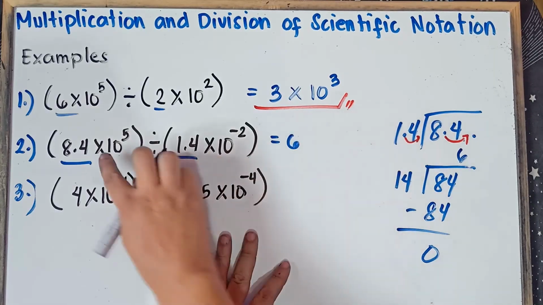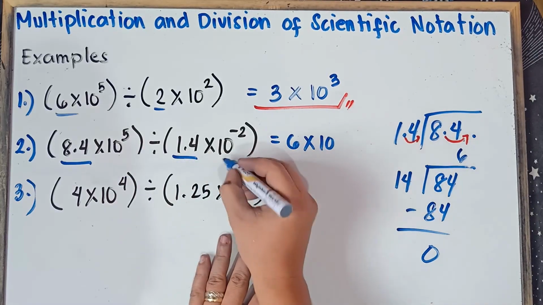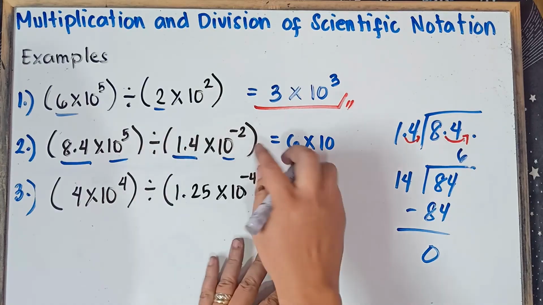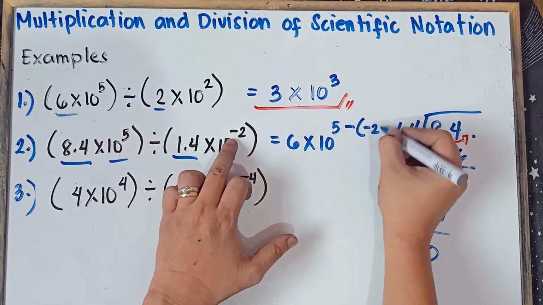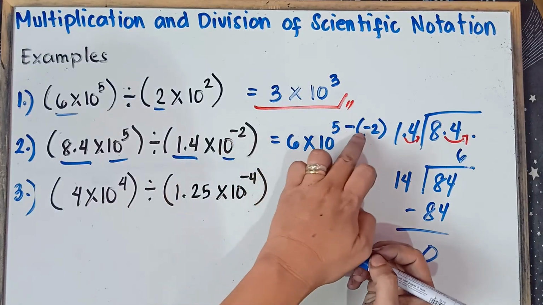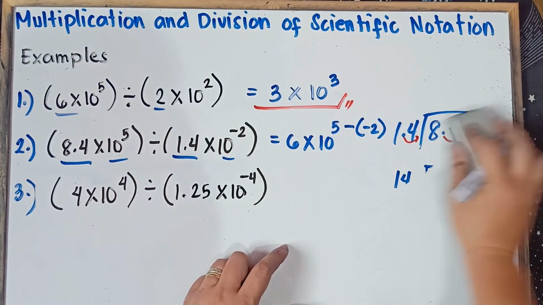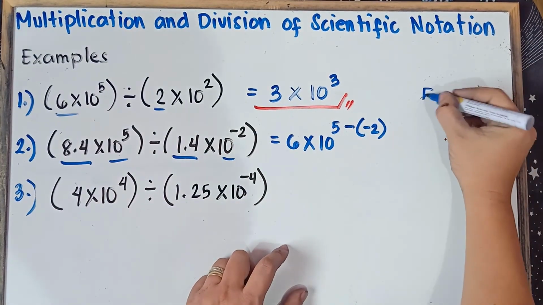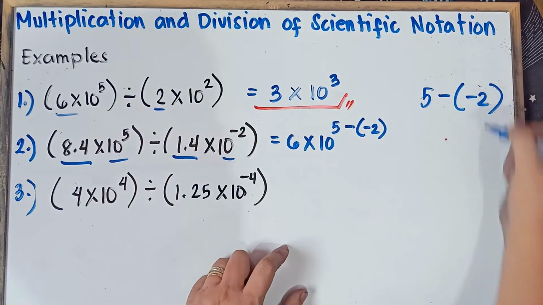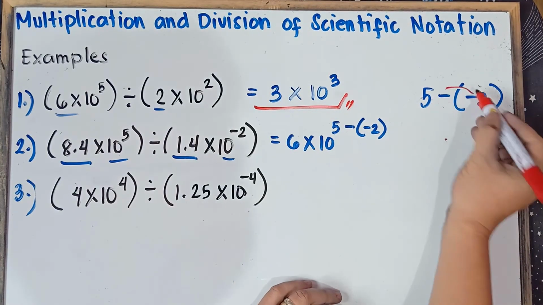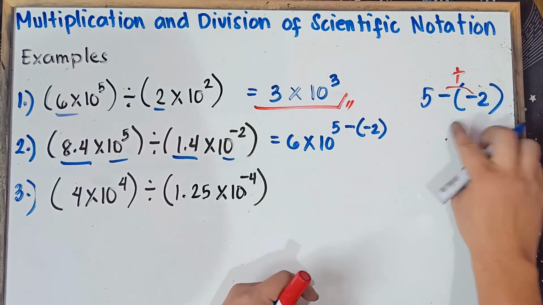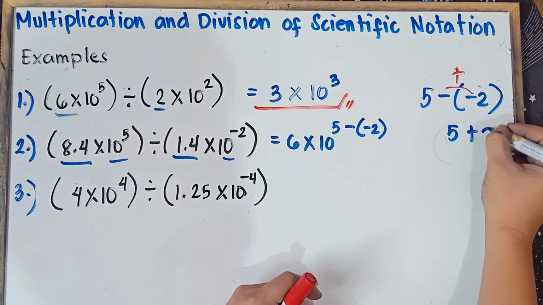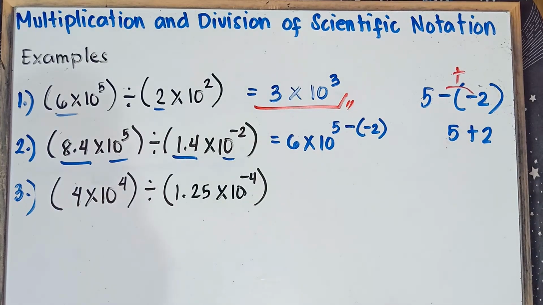So this will be 6, copy times 10, copy the base, and then subtract the exponent, 5 minus negative 2. Once again, class, 5 minus negative 2. Of course, we need to multiply the signs. Negative times negative, that would be positive. So this will be 5 plus 2, and 5 plus 2, of course, would be 7.